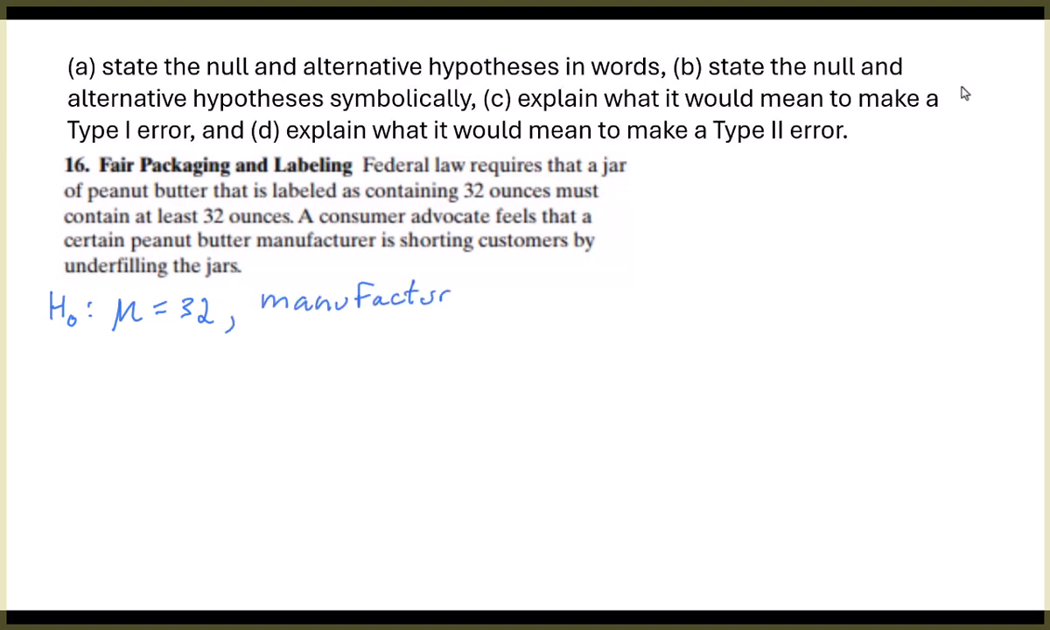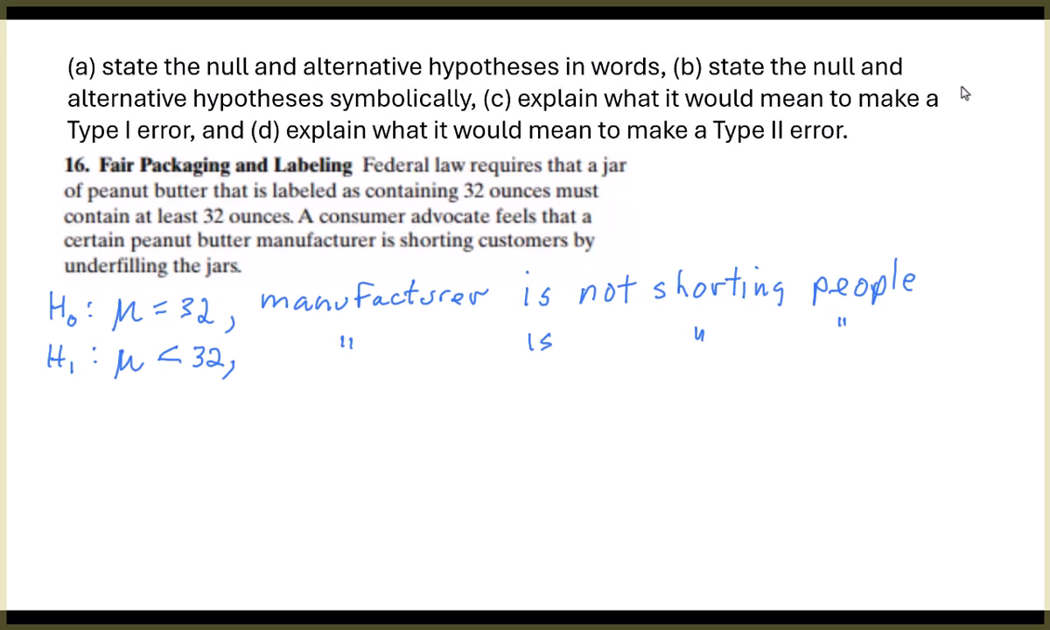In words, that means what? They're telling the truth. They're not gypping anybody. This consumer advocate, though, feels like, yeah, that's what you say. So the alternative hypothesis is, I think you're putting less than 32 ounces in there. So this is a left tail test because it's less than. And that means they are gypping people. Okay, we have our two hypotheses.